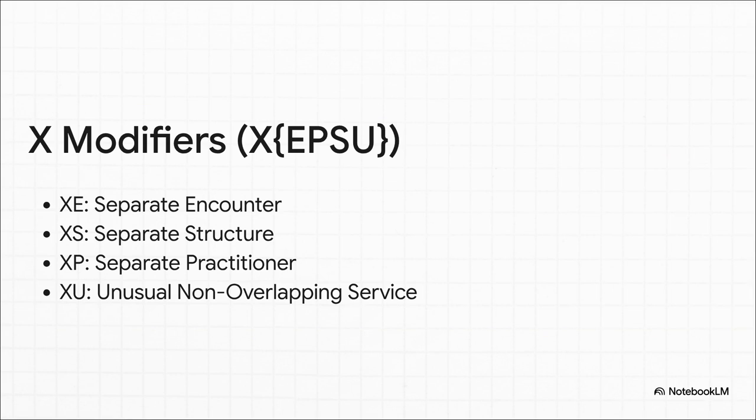Speaking of those X modifiers, CMS actually prefers them over the generic, highly scrutinized modifier 59. You definitely want to memorize these for the test. Think XE for a separate encounter, XS for a separate structure, XP for a separate practitioner, and XU for an unusual non-overlapping service. They tell the exact story of why the service is distinct.